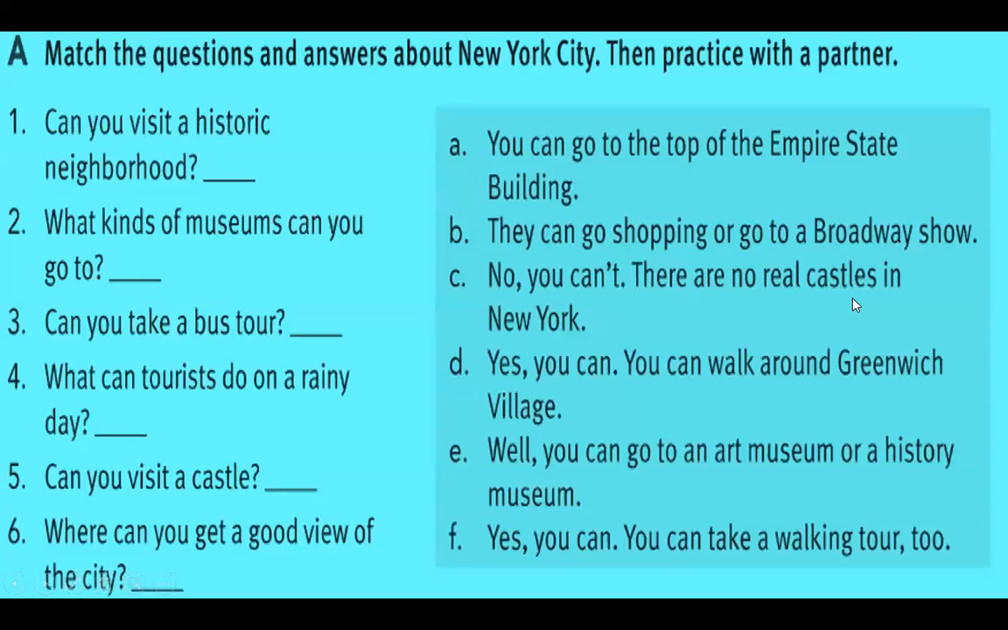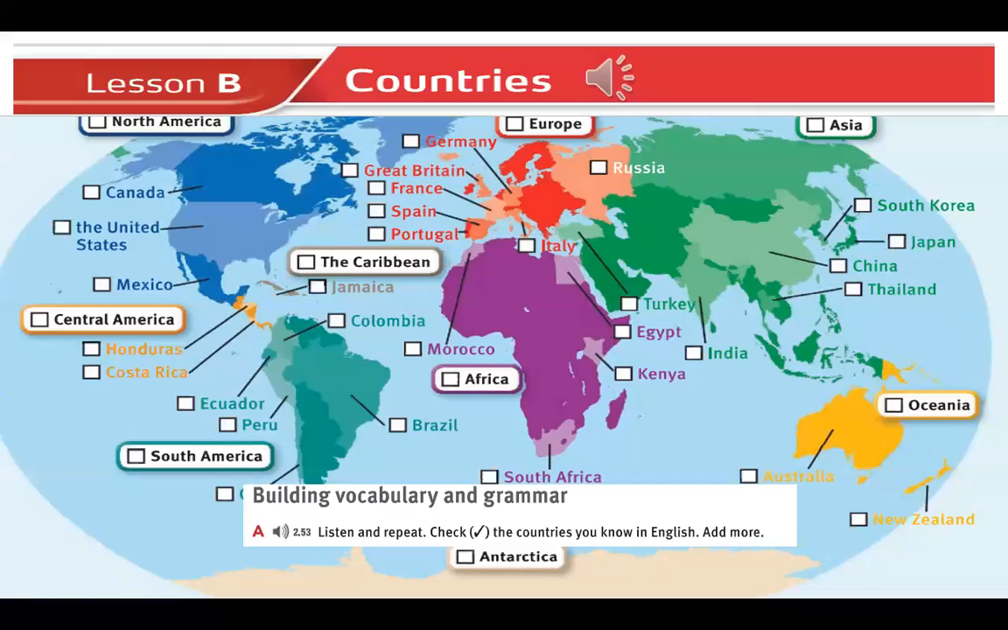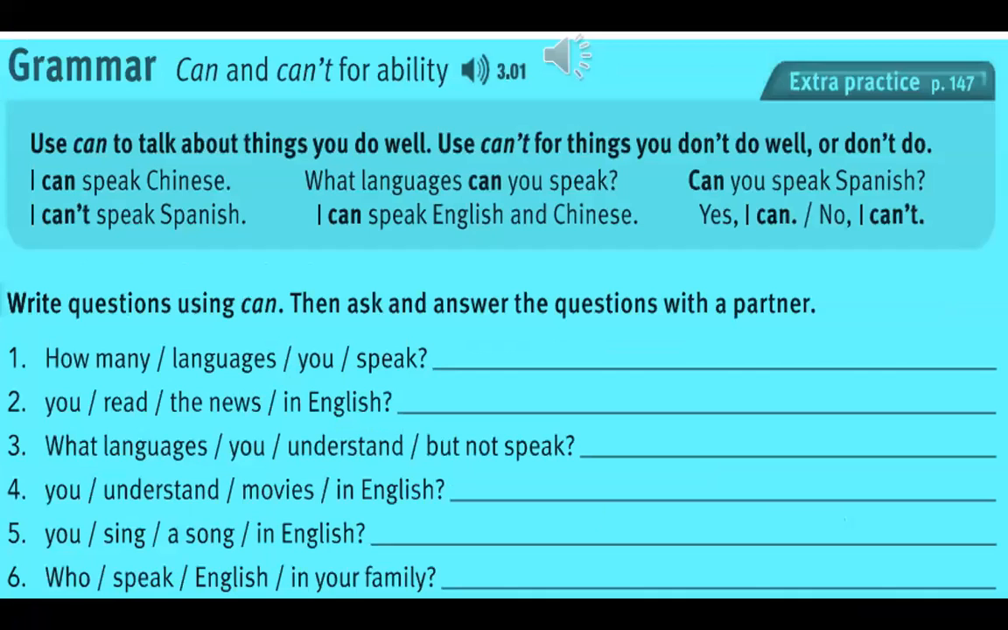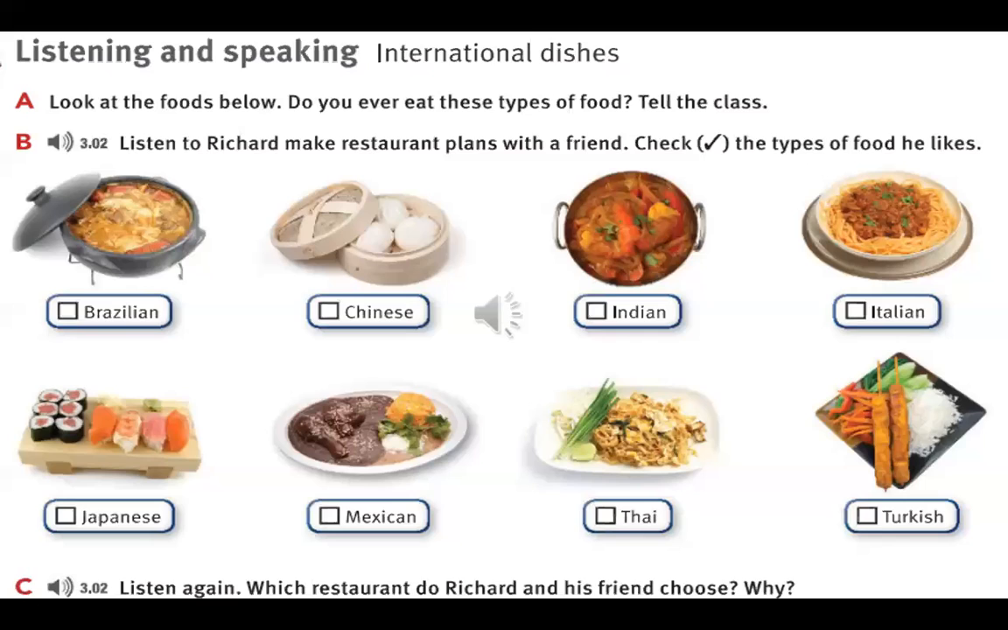So we practice this with these exercises. Then we start talking about lesson B, about countries, right? Names of the countries in English, like Canada, the United States, Mexico, Honduras, Costa Rica, Ecuador, Peru, Brazil, the Caribbean, etc. Page 80. This is what we did last week. We also talk about fruit. Page 89, 3, listening and speaking.